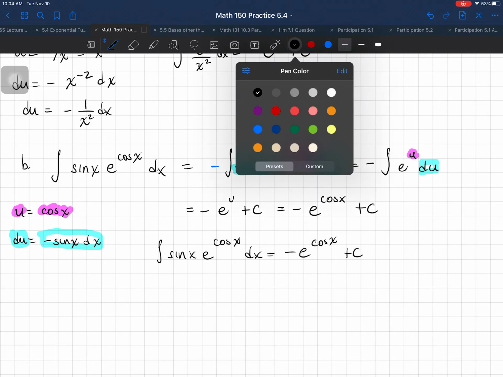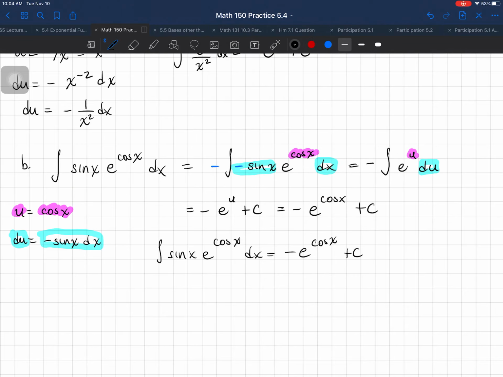And so there you go. We found our integral: negative e to the cosine of x plus c.